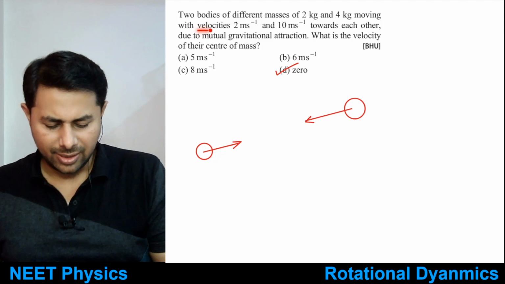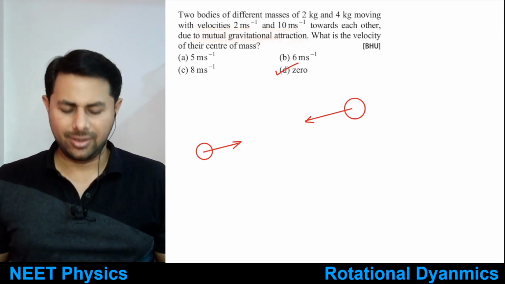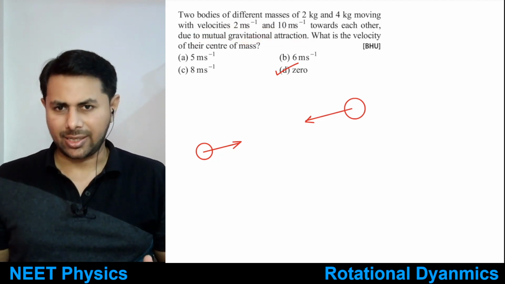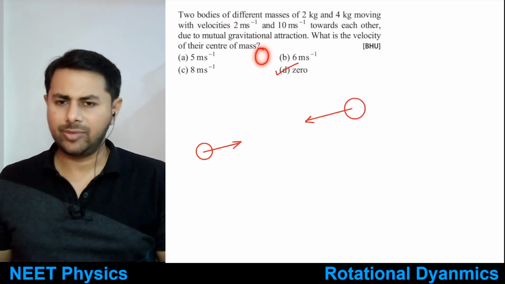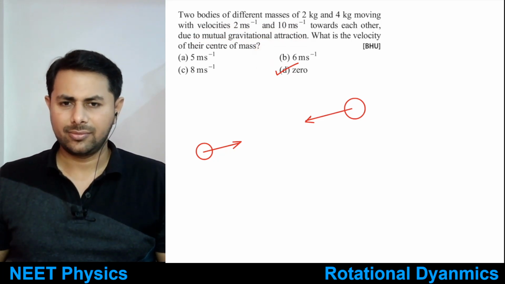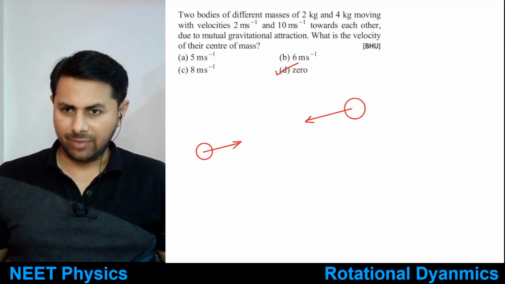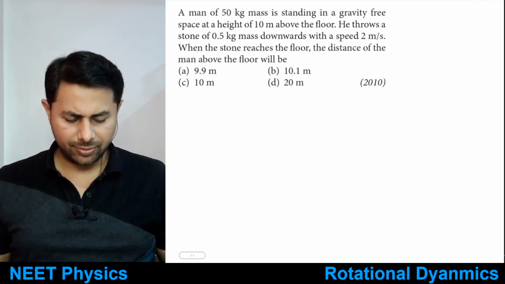But they are saying that these velocities are because of the mutual gravitational attraction. That means these are because of gravitational acceleration. So initial velocity would be 0, right? Okay, good. So this is also the same question asked in a different exam. There is nothing in this question also.